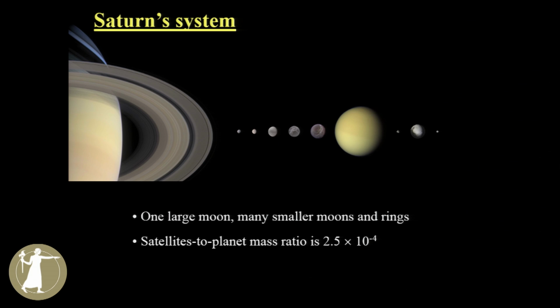At Saturn, we have a system that looks very different. Big ring system, lots of small and intermediate moons, only one large satellite, in this case, Titan. And yet still, if you sum up the mass in all of these satellites and ratio it to the mass of Saturn, you get nearly the same mass ratio, 2.5 times 10 to the minus 4.